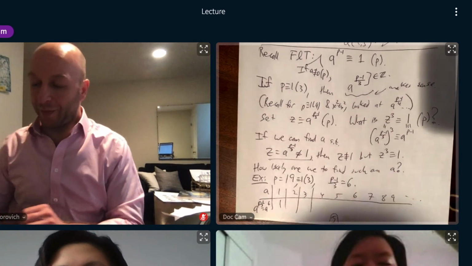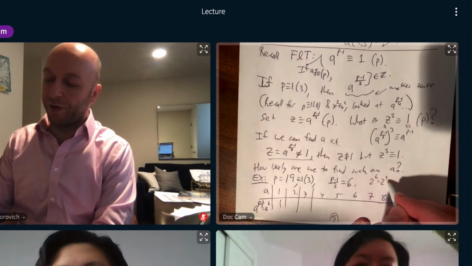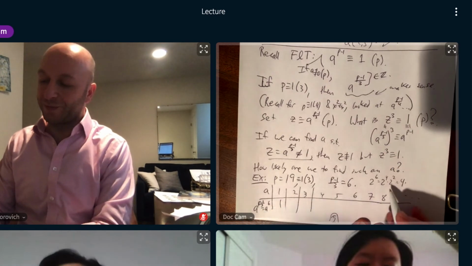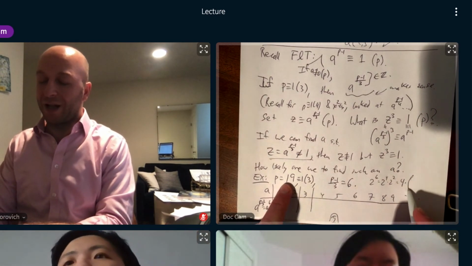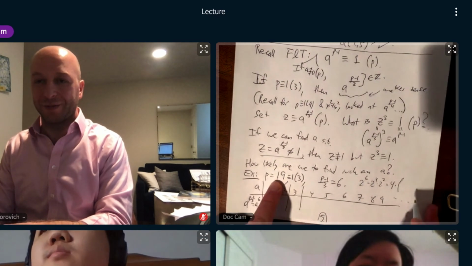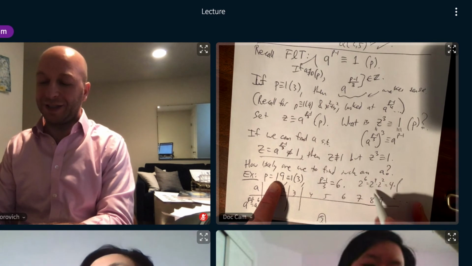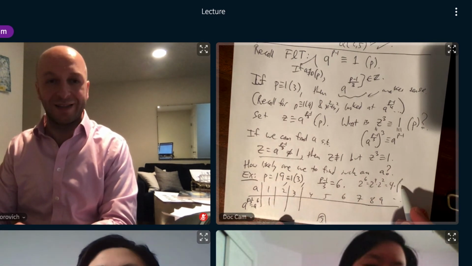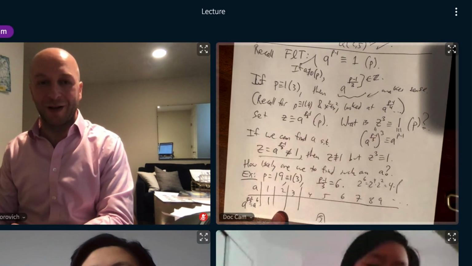So let's work out 2 to the 6th. 2 to the 6th is 2 to the 4 times 2 squared. 2 squared is easy, that's 4. 2 to the 4 is 4 squared, 16. It's too hard to multiply 4 by 16 and reduce mod 19, so I'm going to replace 16 by something else mod 19. What's 16 the same as mod 19? Let's be really lazy. Do as little work as possible.